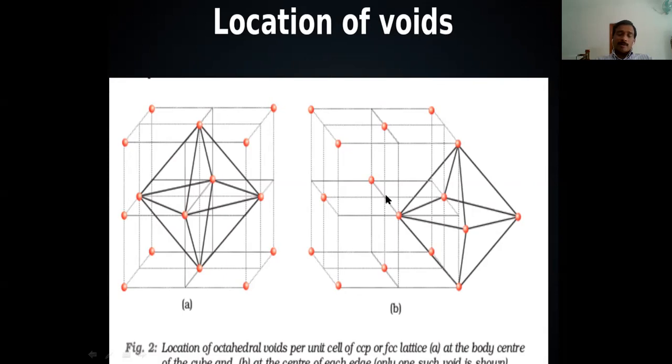At the body center, one octahedral void is present, and that completely belongs to this unit cell. But all the edge centers are free. In all the edge centers, there are octahedral voids, but those octahedral voids do not belong to one unit cell, but are shared by 4 unit cells. Edge center will be shared by 4 unit cells. So effective number will be 4.